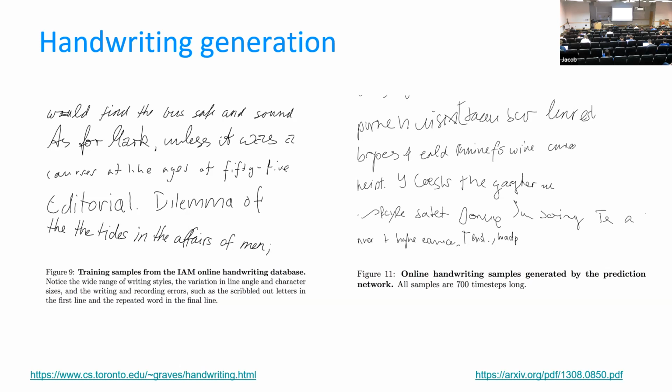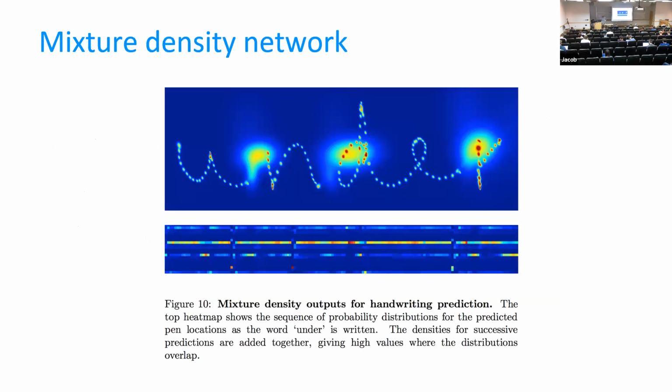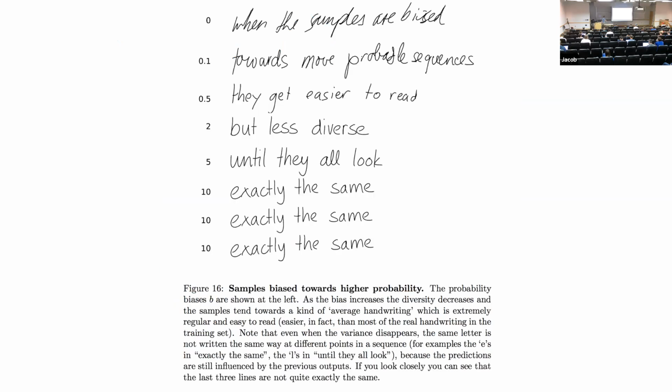So these are a couple of examples of generated handwriting. On the left, we have training samples, and on the right, we have generated samples. These obviously spell words: editorial, dilemma, of the tides in the affairs of men. And here we have these things that kind of look like words. That looks like cold wine. And then some things that look like handwriting, but maybe not words. Yeah, this is some more details on that architecture. We're not going to spend a ton of time on that.